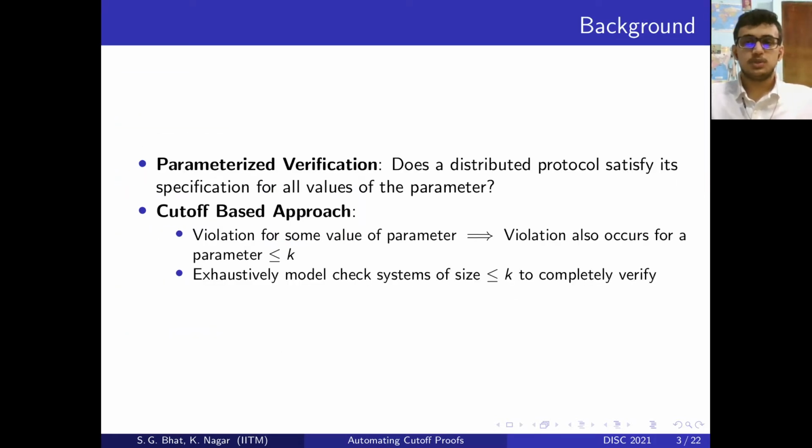Parameterized verification of distributed protocols deals with verifying whether a given protocol meets its specification for all values of the parameter. The parameter of interest here is usually the number of nodes in the system.